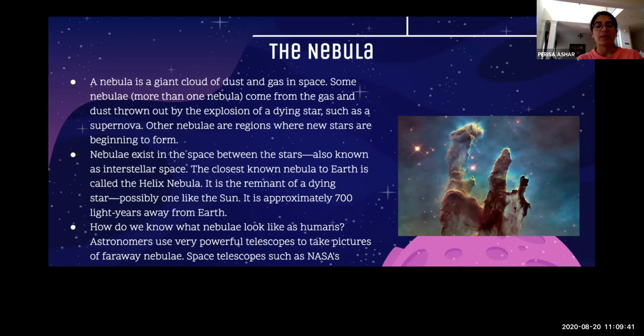But how do we know what nebulae look like? Astronomers use very powerful telescopes to take pictures of faraway nebulae. Space telescopes, such as NASA's Spitzer Space Telescope and Hubble Space Telescope, have captured many images of faraway nebulae.